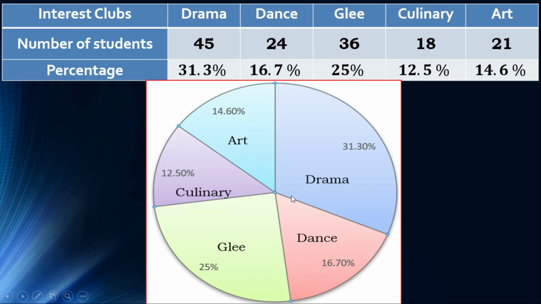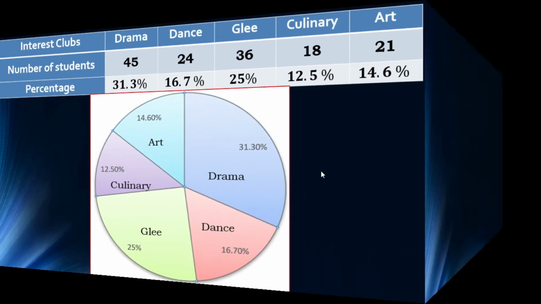Ayusin mabuti yung hati-hati ng ating pie. Okay? Dapat appropriate. Pag 50%, yung ating percentage, dapat hati mismo dito. Okay? Ganun yung ating paggawa ng pie chart.